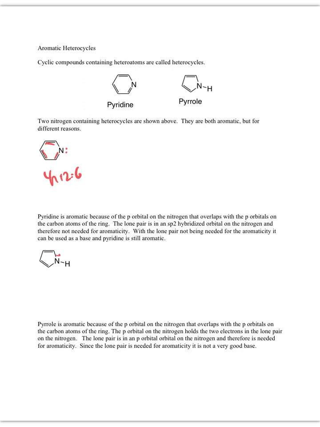Pyrrole, a 5-membered ring, would put the lone pair on the nitrogen in a p orbital, so we'd have 2 double bonds, that's 4 electrons, and the lone pair on the nitrogen. So 4n plus 2 equals 6, 4n equals 4, n equals 1. Pyrrole is aromatic because the lone pair on the nitrogen is used in the aromatic system.